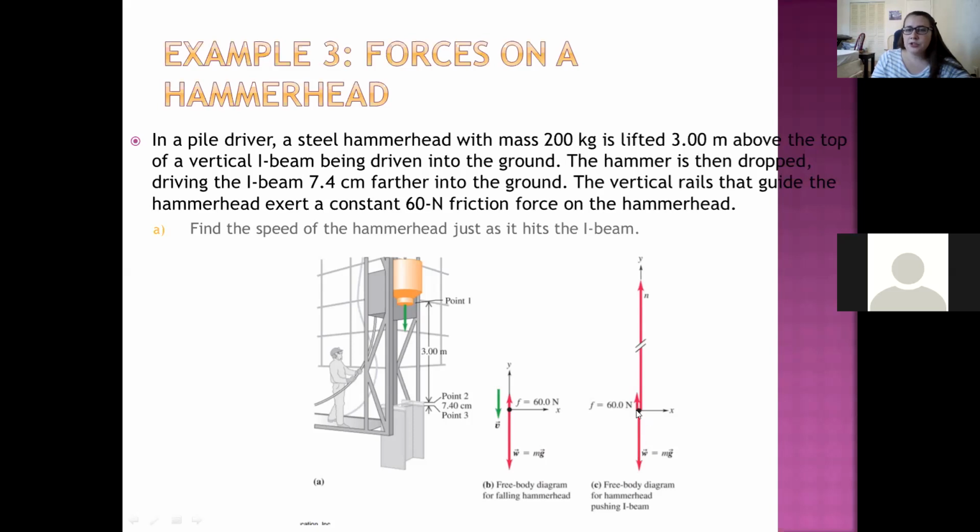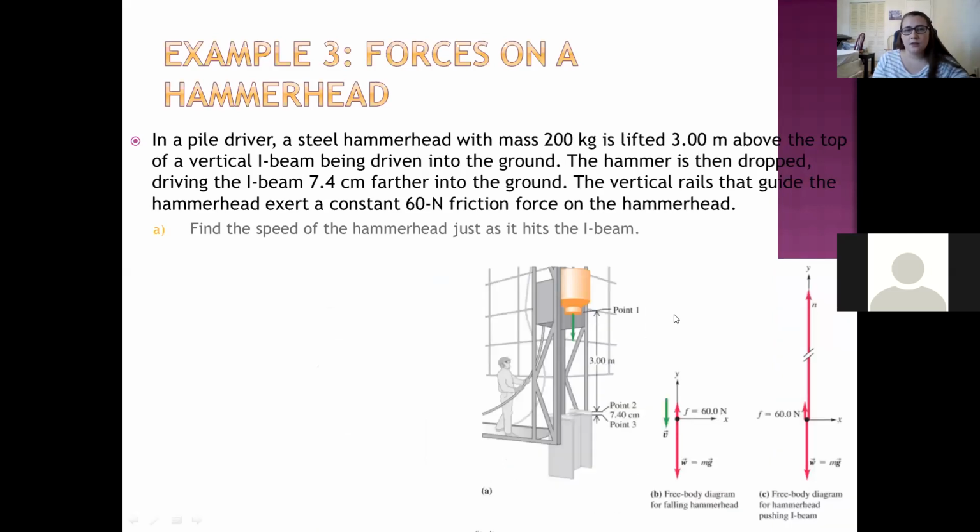For the hammerhead pushing on the I-beam, we again have its weight pushing down and friction opposing its motion pointing up. And we also have the normal force from the I-beam pushing up on the hammerhead at that moment. These breaks here just go to show you that this diagram is not to scale. And this friction force is not leaning off at an angle, it's just offset so that you can see that both of them are pointing upward.